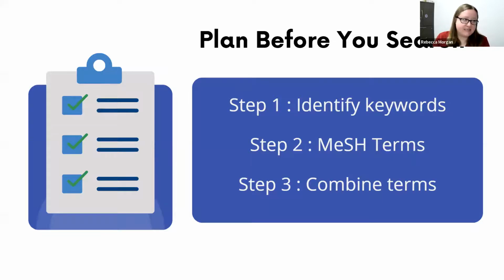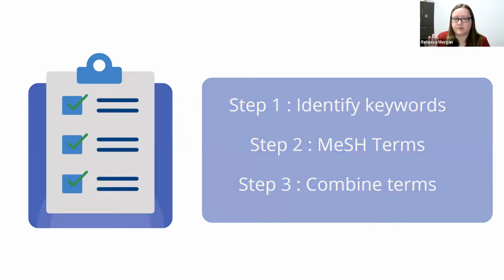So there are three basic steps to this process. First, you identify your keywords. Second, you identify your MeSH terms, or your controlled vocabulary terms that I mentioned just a second ago. And in step 3, you combine those terms using what we call Boolean operators. So let's go through this step by step.